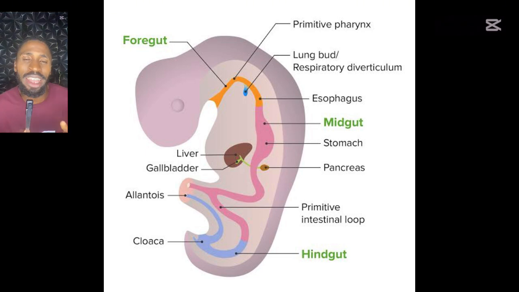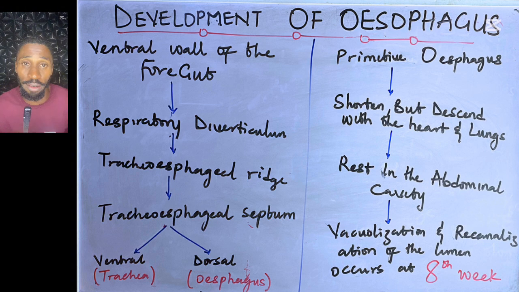It gets elongated as the lungs and the heart descend into the thoracic cavity, because at first they are formed in the head region, which is the pharyngeal membrane region. Then during craniocaudal folding, as the heart is descending into the chest, the esophagus elongates with it, and as it elongates, it sits in the abdominal region when it passes through the diaphragm. Don't forget the elongation of the esophagus is due to the descent of the lungs and the heart.